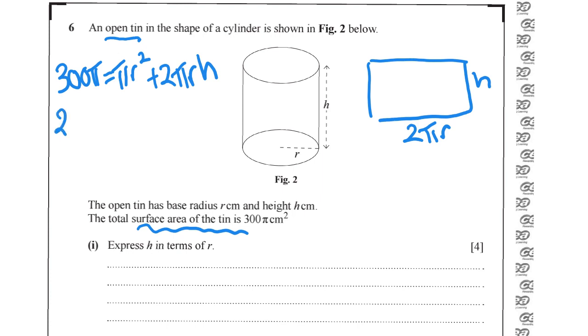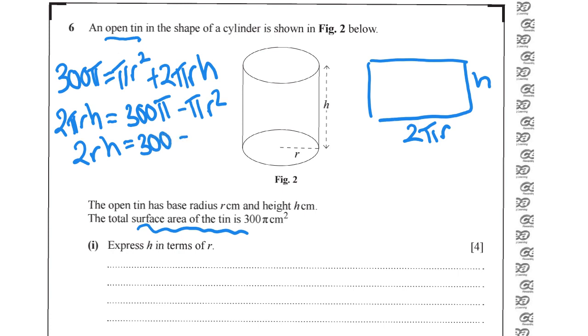So we have that 2 pi r h would equal 300 pi minus pi r squared. Going to divide everything by pi. 2rh equals 300 minus r squared, which means that h is 150 over r minus r squared over 2r, which is r over 2, or 1/2 r.